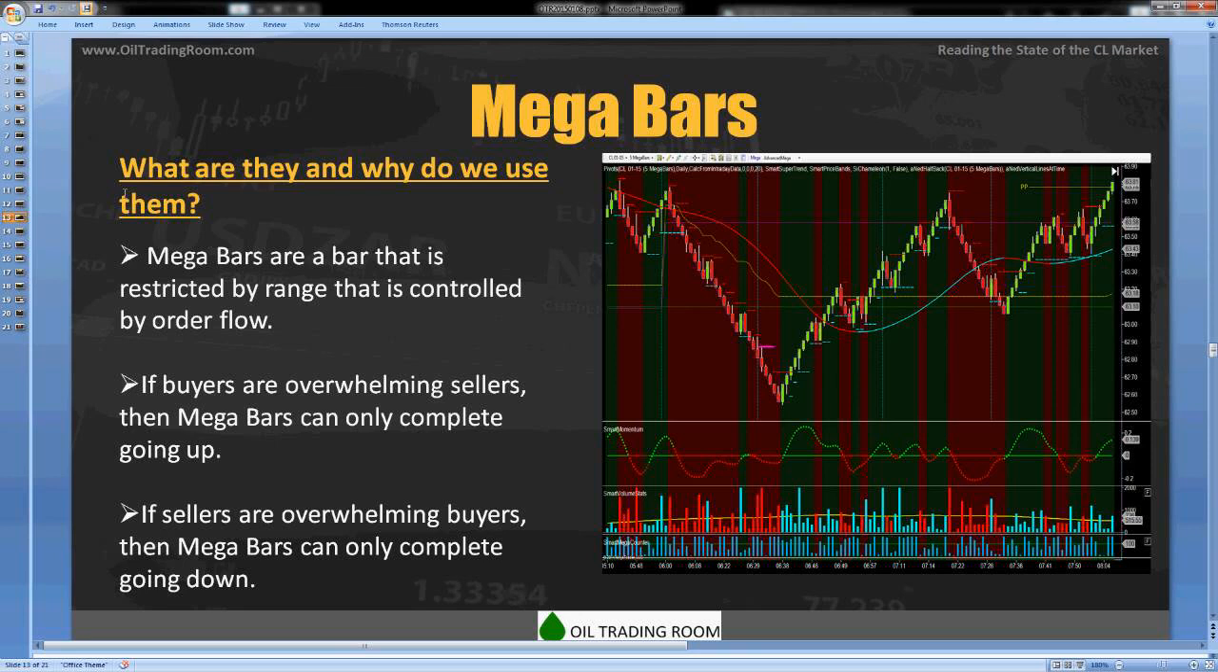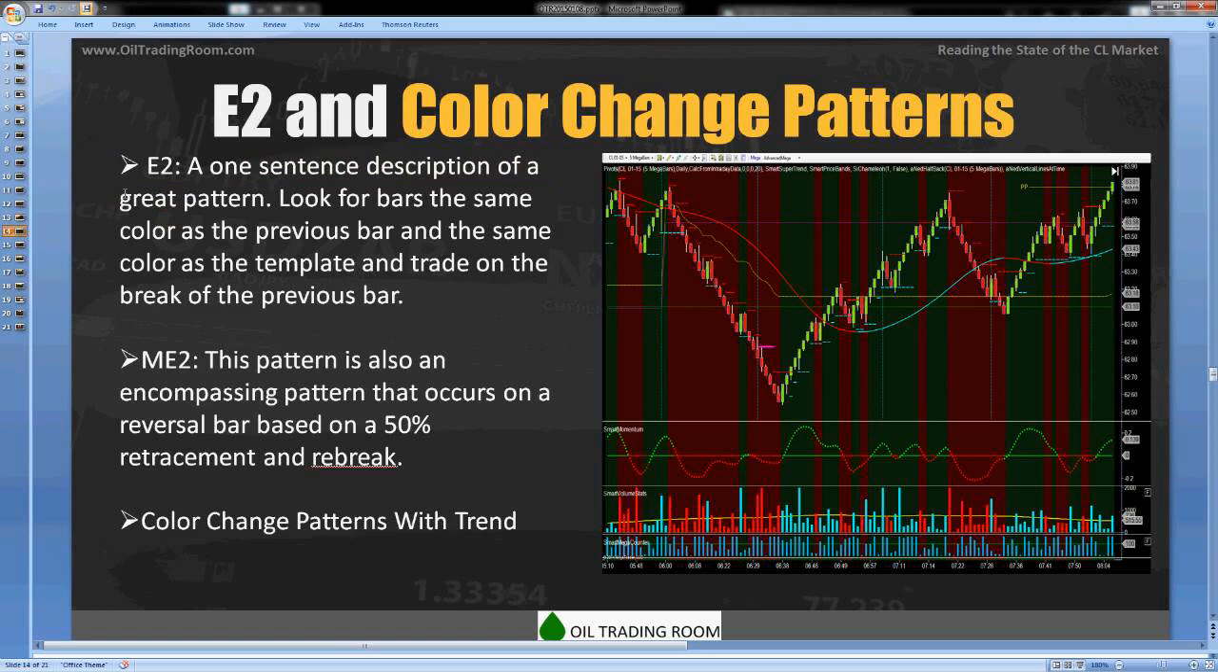Renko bars are not controlled by the order flow in the bar. So I'm going to go through these things as an overview, guys, and then we're going to go to a chart and start looking at some of these patterns. Megabars are only available in the trading room.